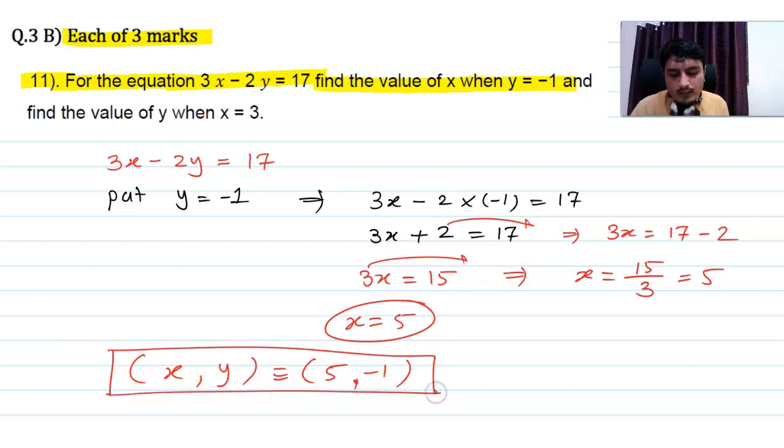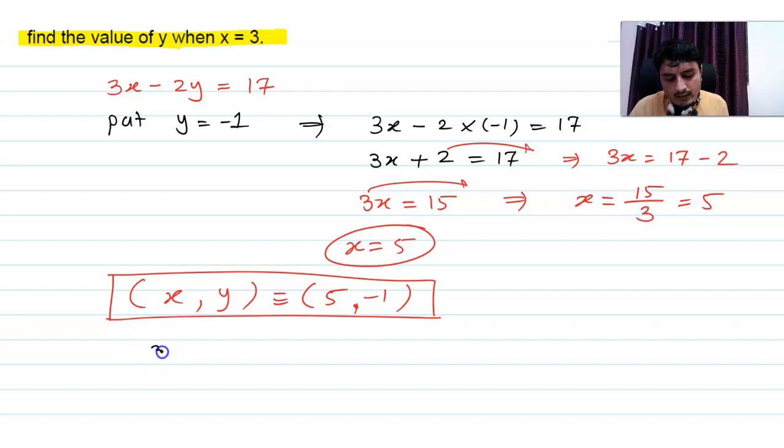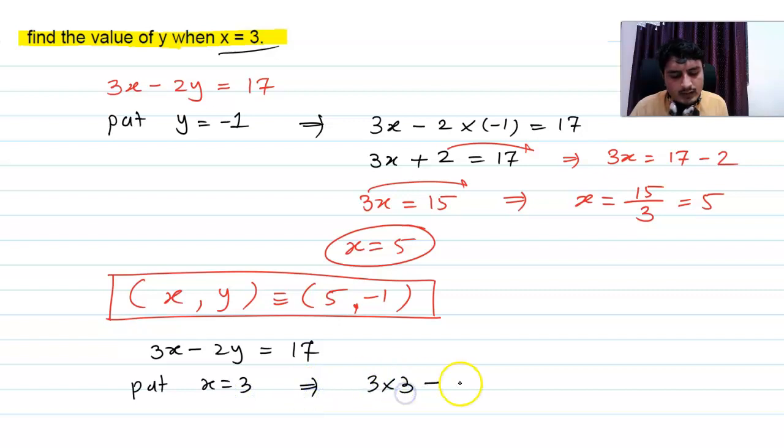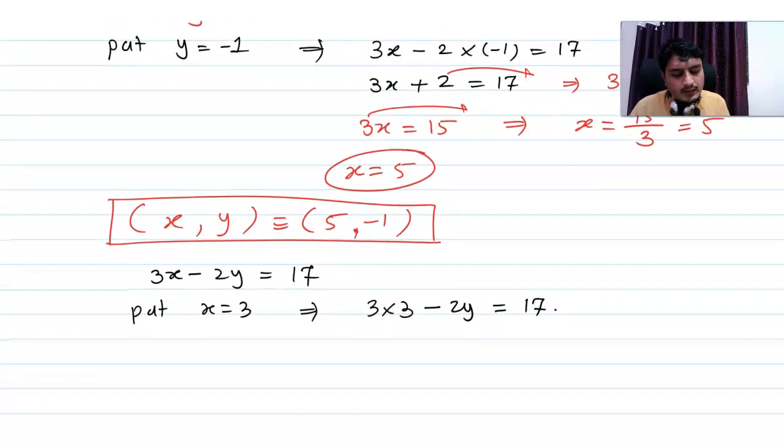Now for the same equation, look at the next part of the question. Find the value of y when x is equal to 3. So I am writing again the given linear equation in 2 variables, 3x minus 2y equals 17. We have the next value x equals 3. So put x equal to 3. That implies 3 into 3 minus 2y is equal to 17. 3 3s are 9. So 9 minus 2y is equal to 17.